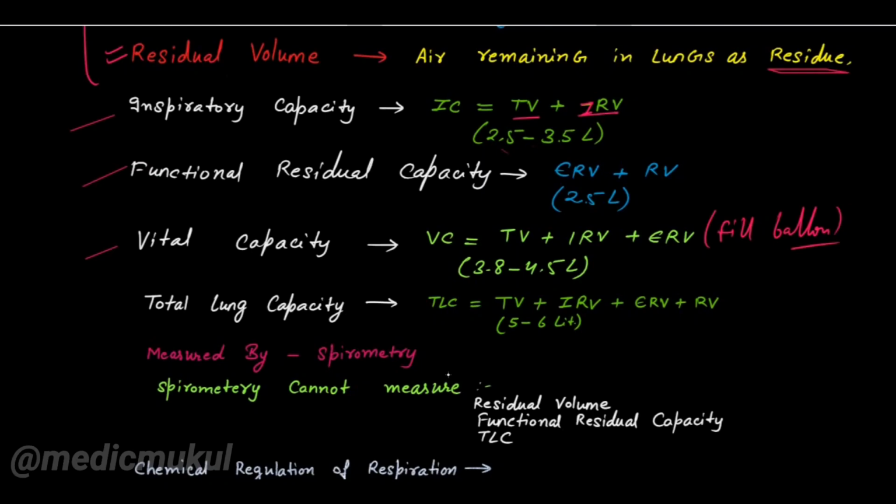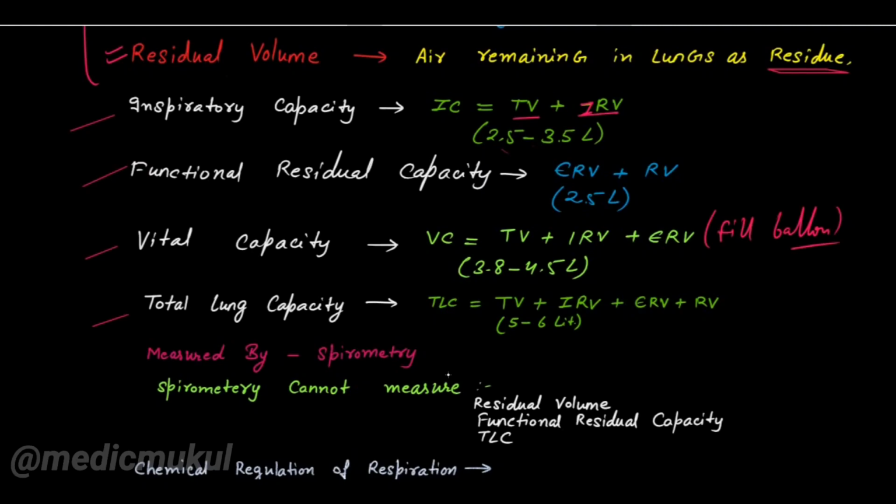The next is what? Total lung capacity. Total lung capacity includes everything now, the tidal volume and all the rest. That is total lung capacity. How much amount? 5 to 6 liters. Speak loudly. 5 to 6. So how will we measure that?